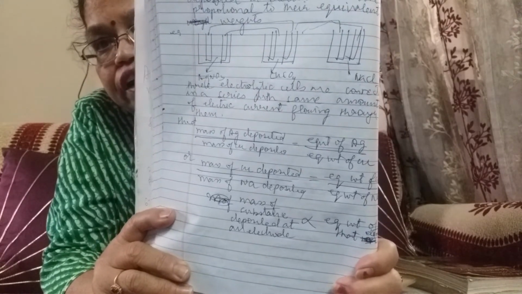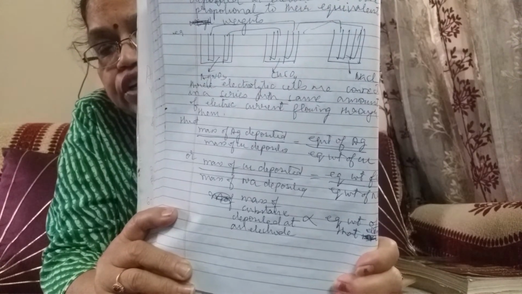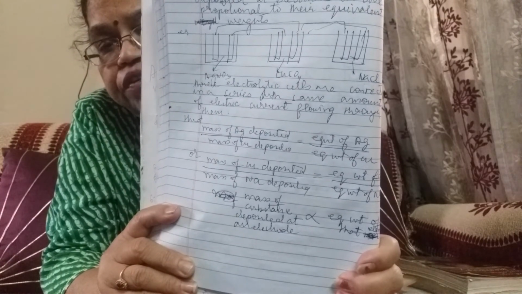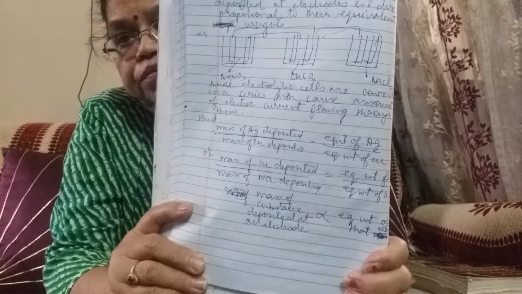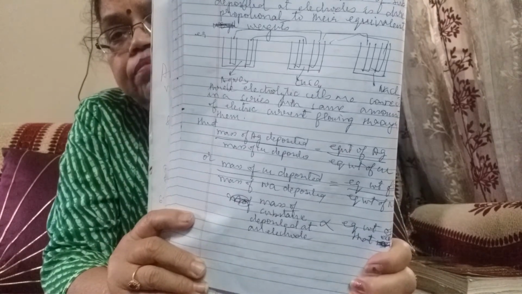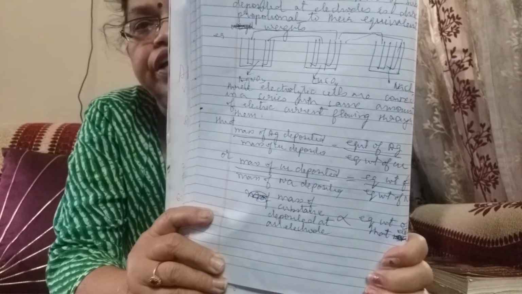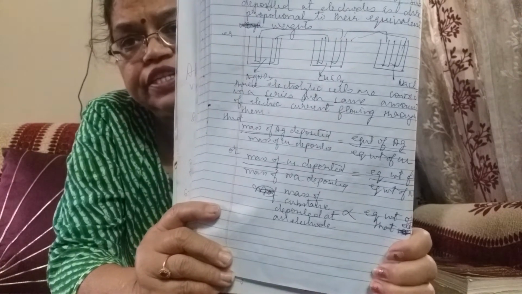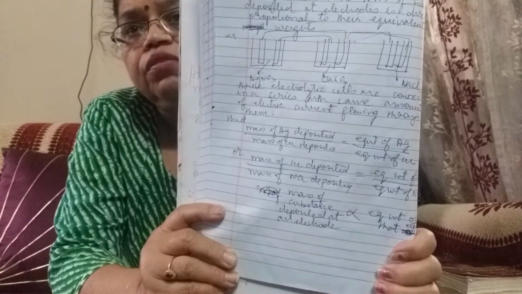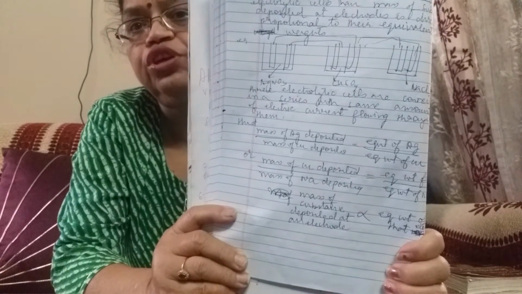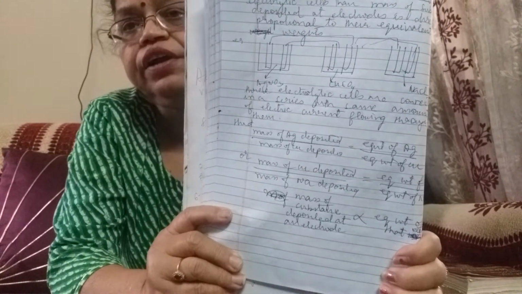Mass of silver deposited divided by mass of sodium deposited is equal to equivalent weight of silver divided by equivalent weight of sodium. So what is Faraday's second law of electrolysis? According to this, if two or three different electrolytic cells are connected in series having the same amount of electricity passing through them, then the mass of the substance deposited at a particular electrode is directly proportional to its equivalent weight. This was Faraday's second law of electrolysis.